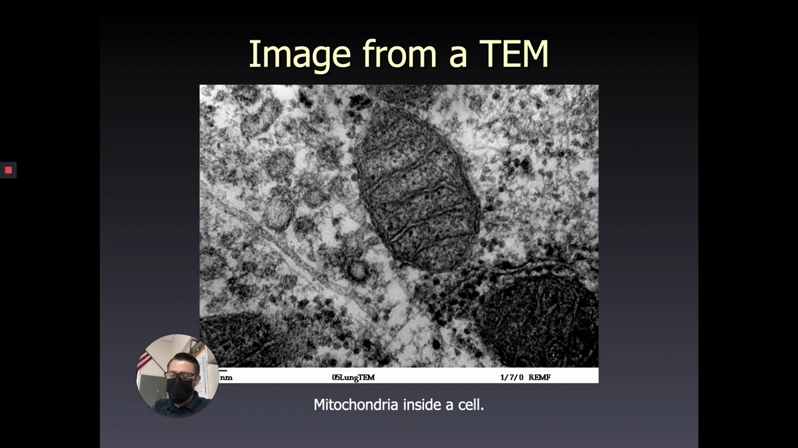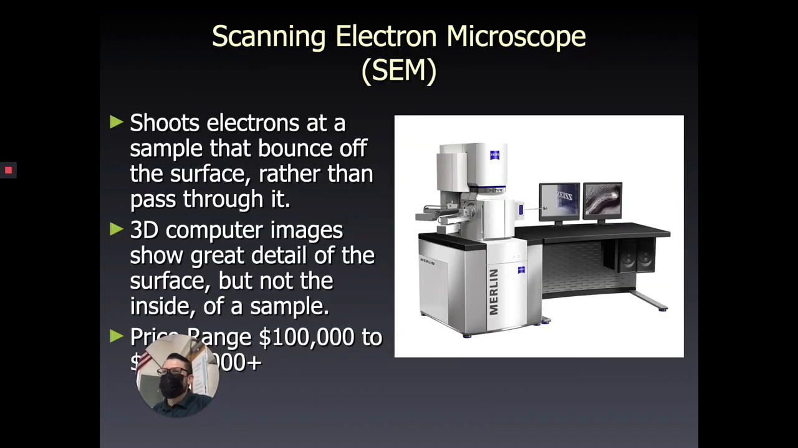And we have a much better understanding of cells today because these instruments allow us to get a much closer look at their inner workings. Now, another kind of electron microscope that exists is what is called the scanning electron microscope.